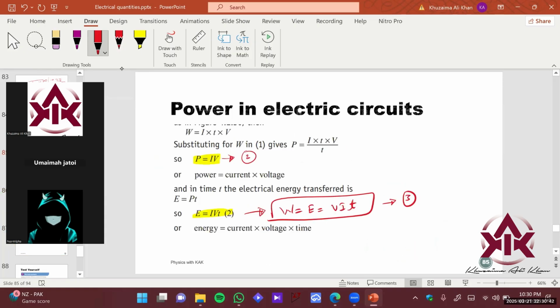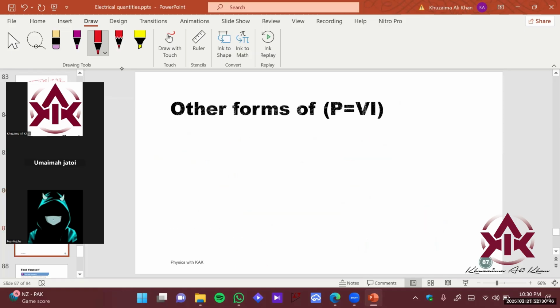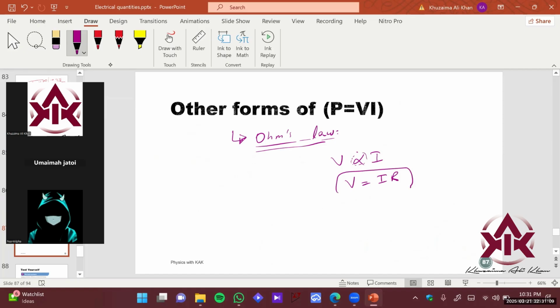So now we have learned the basic formula for power, that is VI, but it can also have other forms. If you recall, we have learned Ohm's law. Ohm's law states that the voltage is proportional to the current. If I want to remove the sign of proportionality, I introduce a constant, R, resistance. So this is Ohm's law: V equals IR.